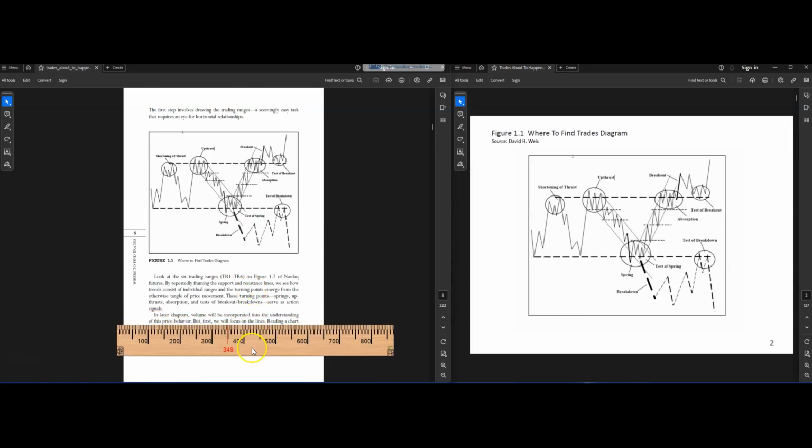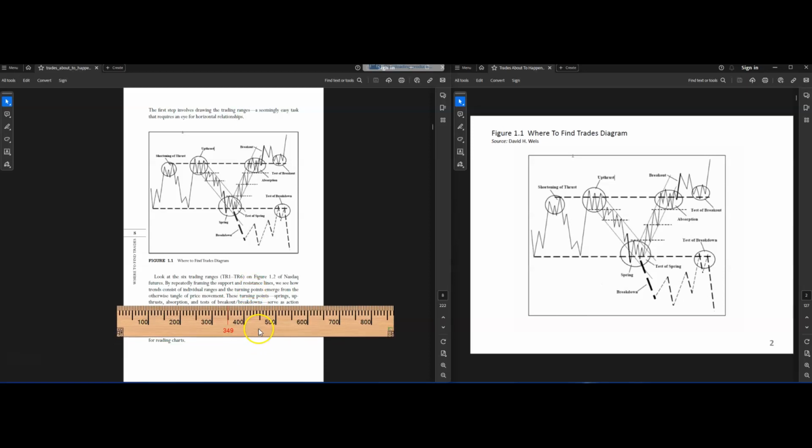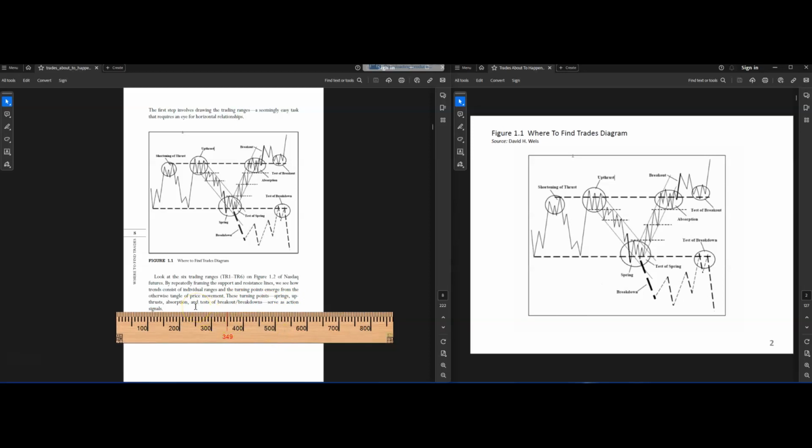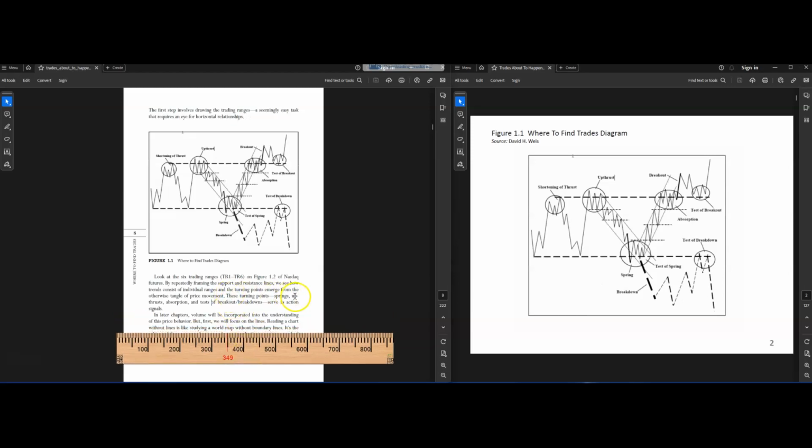So what are we looking for? Very clear. Test of breakout breakdown and springs and upthrusts and absorption. So note these three things. Test of breakout breakdown, its retest, which typically can be a spring and upthrust, and then absorption. And these are your action signals. All right, now I'm not going to go into effort, reward, and all of that. All right, so we'll go over that later. But these are the action signals he's mentioned here.